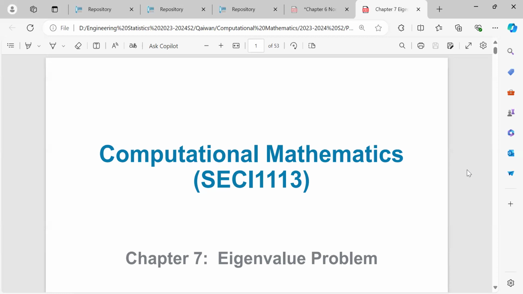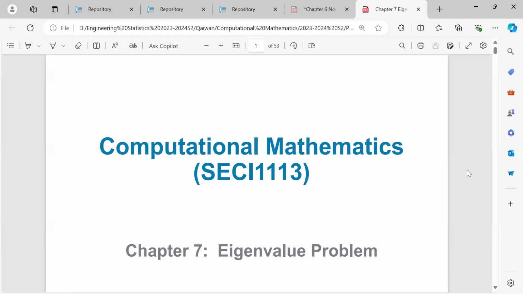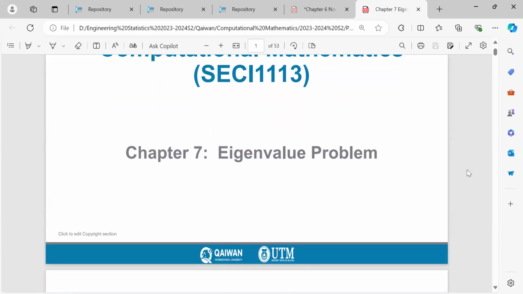Before we start to talk about those three topics, we should know what an eigenvalue is, how to compute it, and how to compute the eigenvectors corresponding to the eigenvalues. You also need to know the relationship between eigenvalues and eigenvectors.